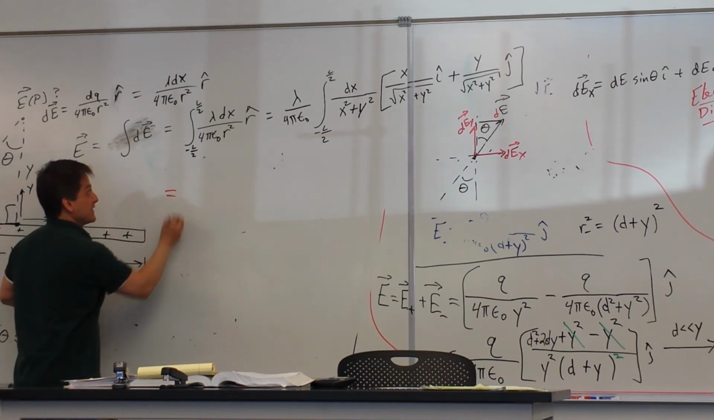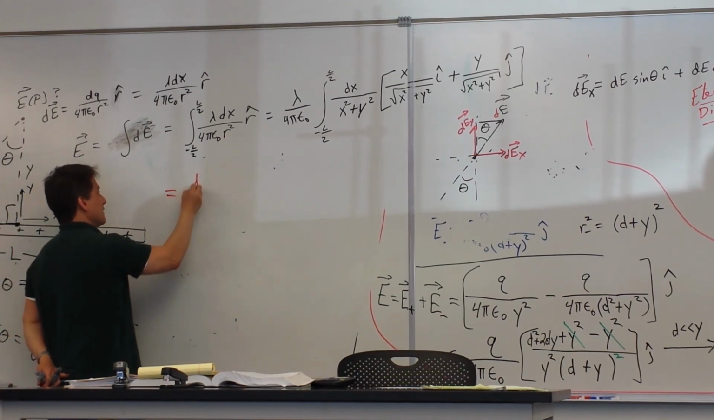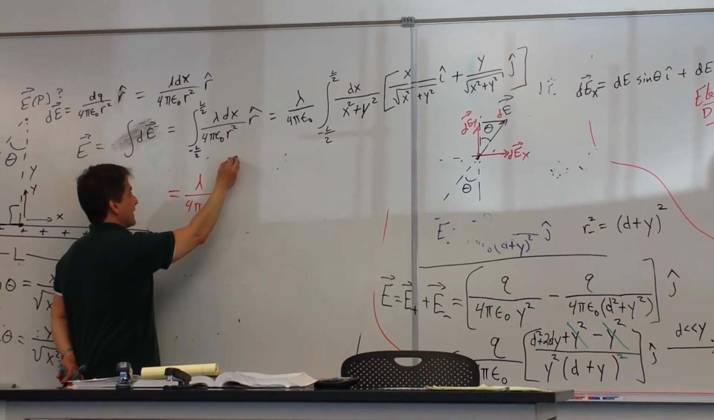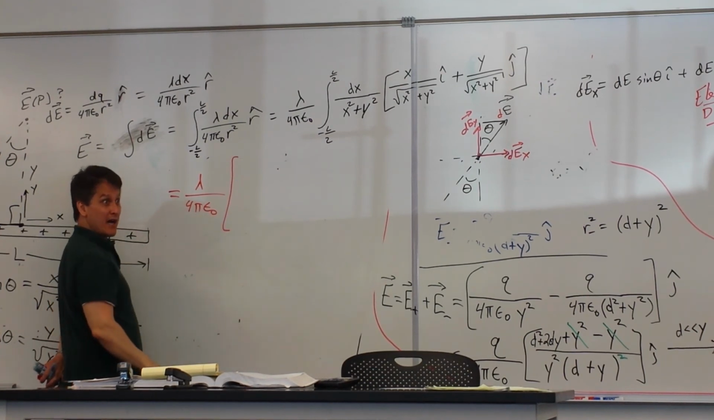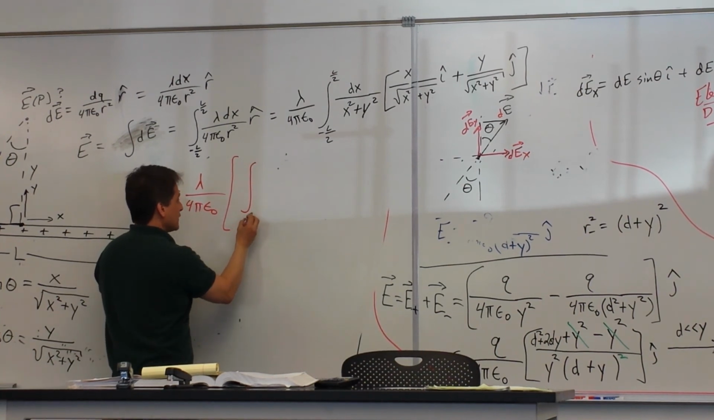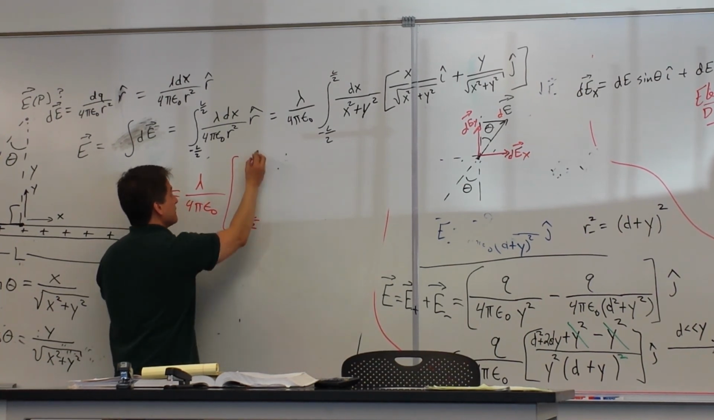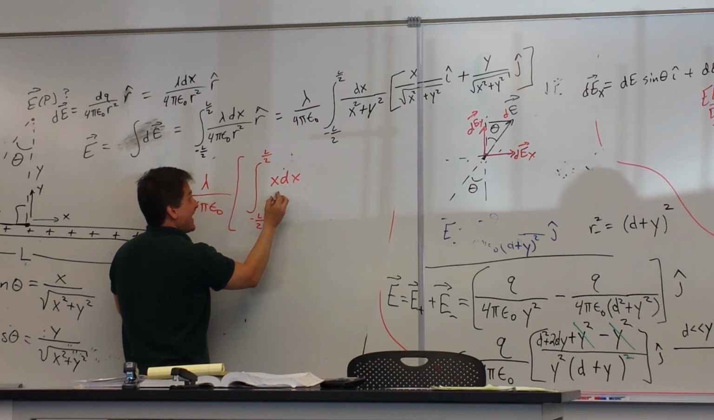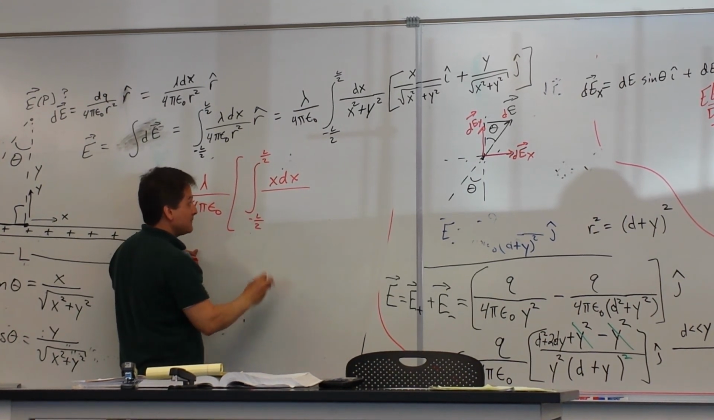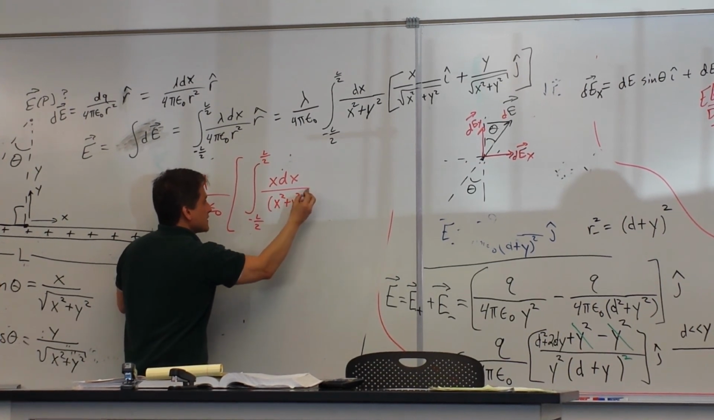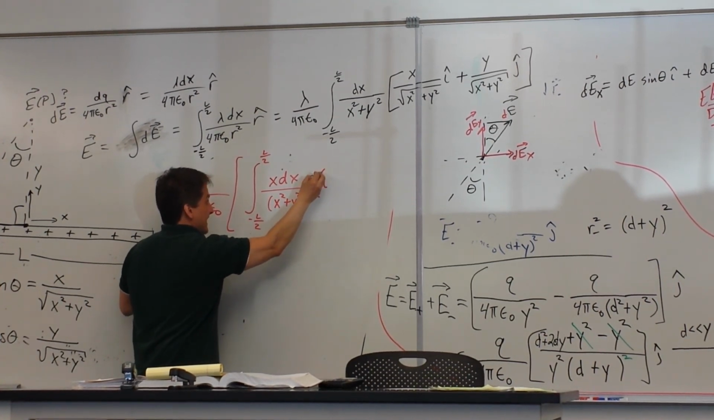So, extending this then, what I'm left with would be lambda over 4 pi epsilon naught, and I'm going to put my bracket outside, because now I'm going to have an integration component that is from negative L over 2 to L over 2, each end of the rod, and it's going to be x dx divided by x squared plus y squared to the 3 halves, and that's in the i direction.